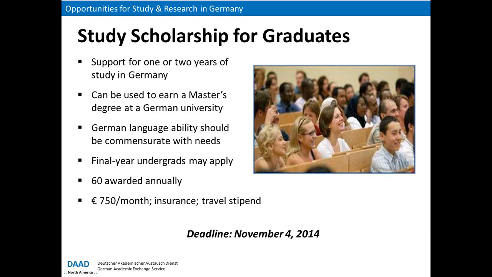And the last scholarship I just want to touch on is the study scholarship for graduates. It's for one or two years of study in Germany. This is especially interesting for those students who want to do a master's or a PhD degree in Germany. They can apply by an even earlier deadline, November 4th. There are 60 scholarships for the US and Canada every year, €750 a month, and there's a travel stipend, insurance covered as well. So this is something very interesting for students who want to pursue a degree.